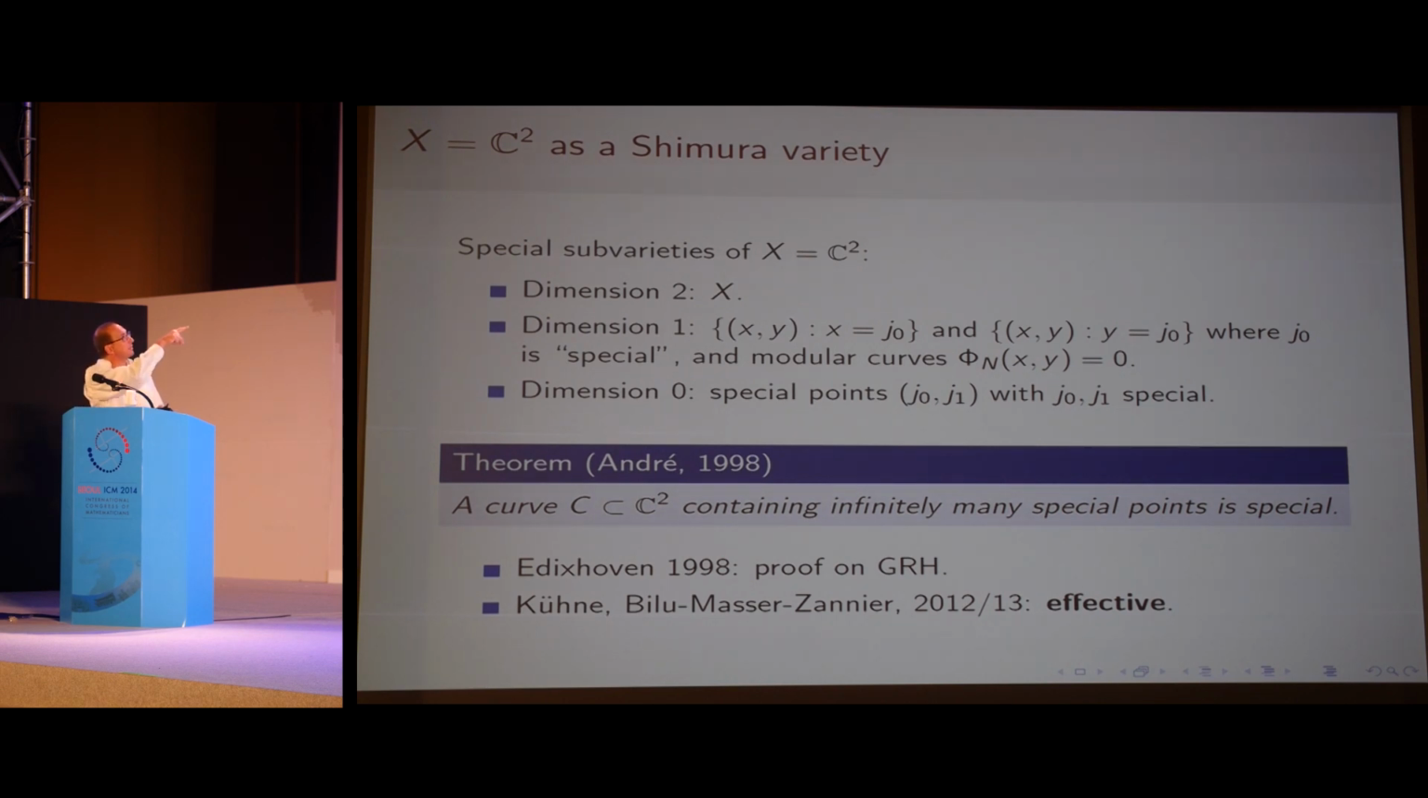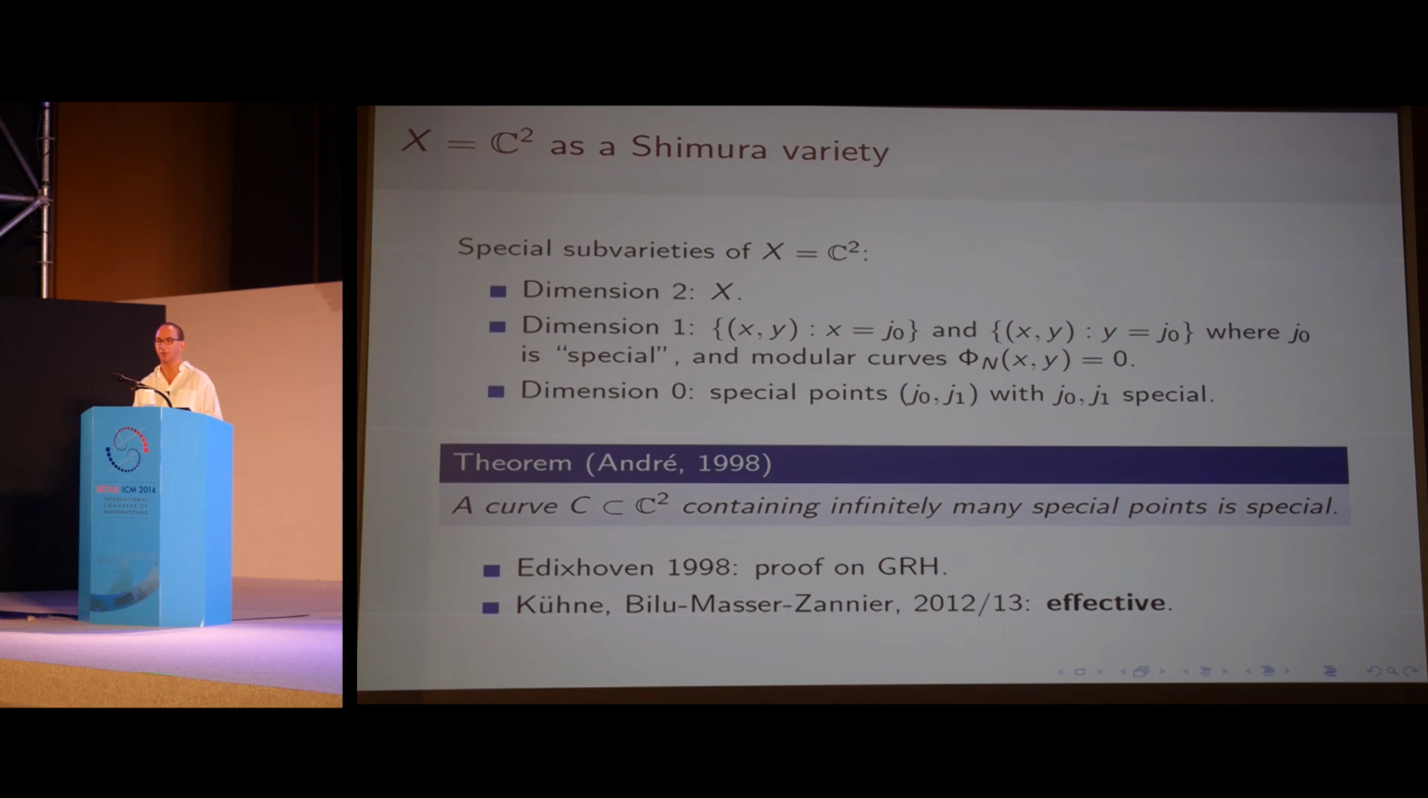Special subvarieties are, as shown there, they comprise modular curves, vertical lines on a special ordinate, horizontal lines on a special coordinate, special points, and C squared itself. And you can observe that all of these contain a dense set of special points. And for modular curves, this is because they come from a rational 2x2 matrix acting on the upper half plane. And so if one coordinate of a point on such a curve is special, then so is the other one.